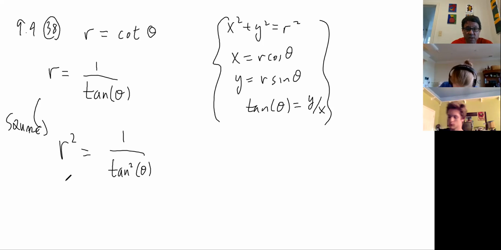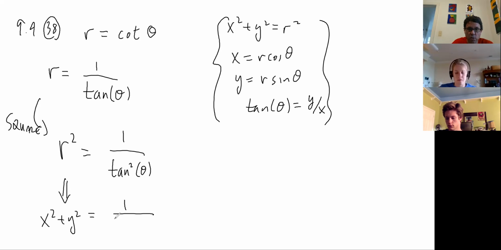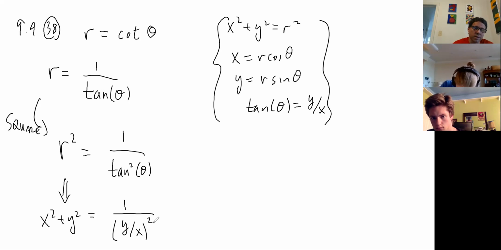And so this side looks pretty nice. Here's r squared, just x squared plus y squared. And then tangent is y over x, so we could just put y over x squared like that.